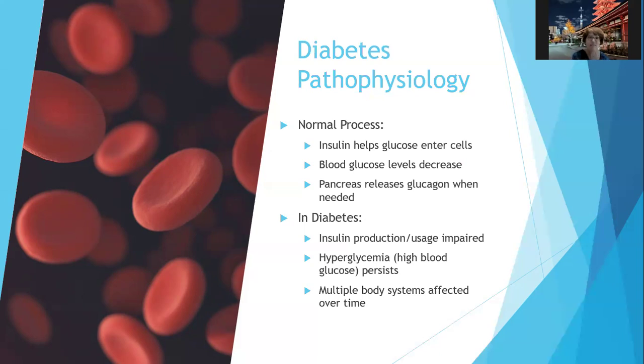When you have diabetes, something's wrong with your insulin production. Either insulin is not being produced, and that's type 1 diabetes, or the usage is impaired, and it can be insulin resistance where there are fewer receptors. The insulin is there, but it can't get the blood sugar into the cells. So if you can't get the blood sugar into the cells, then you have hyperglycemia. You have too much glucose in your blood, and it affects multiple body systems over time.